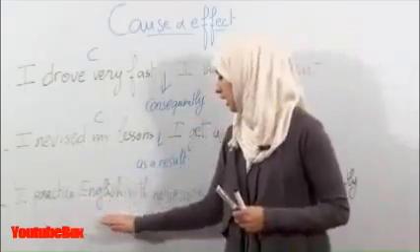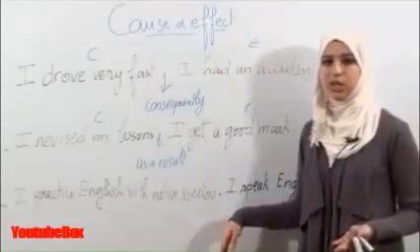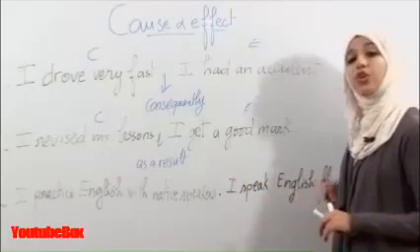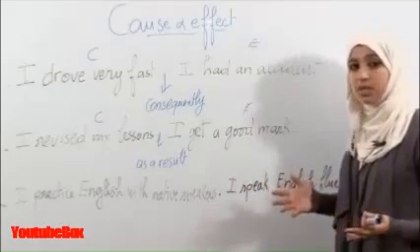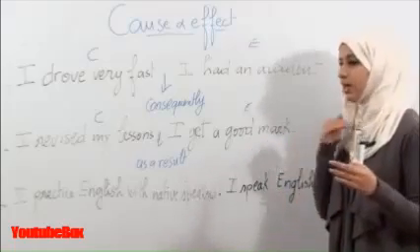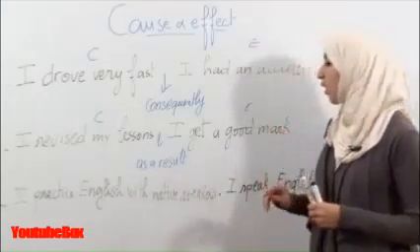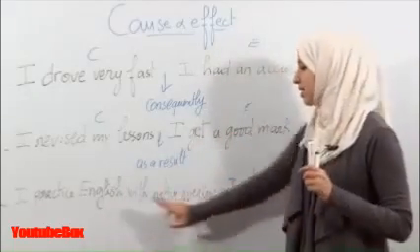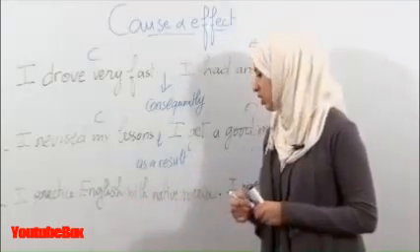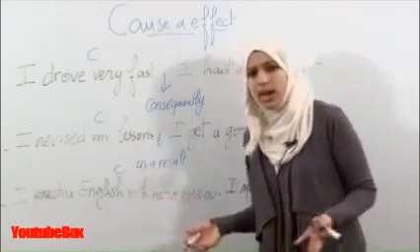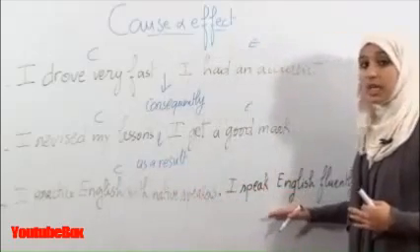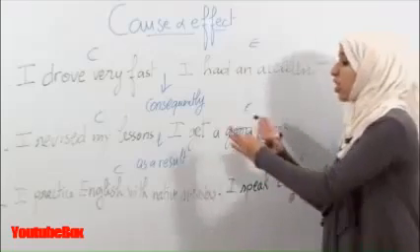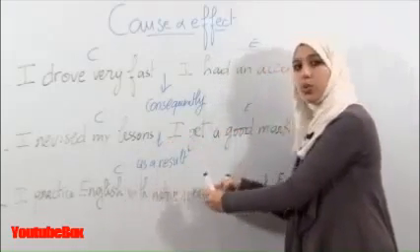I practice English with native speakers. When I say native speakers, it means American people, British people. I speak English fluently. Fluently means I don't have problems in English. I speak it fluently, okay? I speak it in a really good way. So, where's the cause here? Number 1 or number 2? Yes, it's number 1, because I practice English with native speakers. What happened? I speak English fluently. This is the effect. This is the result of practicing English with native speakers.